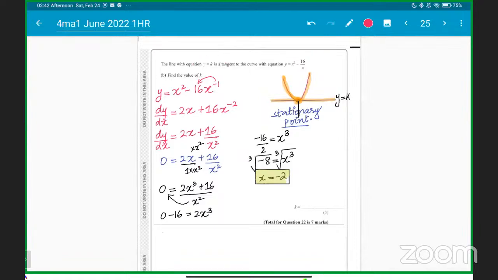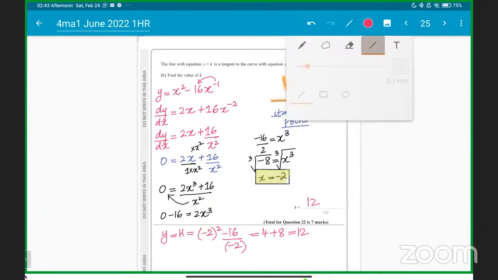Okay, understand? So y equals k, which equals x squared minus 16 over x. So minus 2 squared, minus 16 over negative 2. Understood? So it will be 4. 16 divided by 2 is 8. So 4 plus 8 is 12. The k value is 12, students. Okay. See how many students got this.